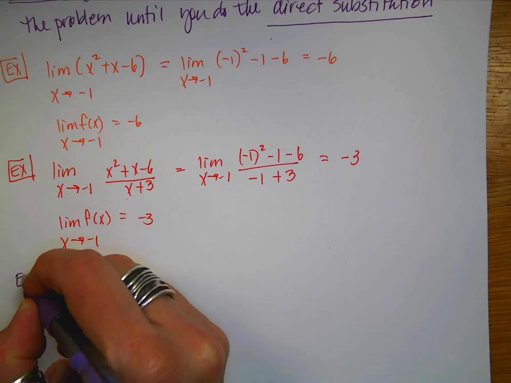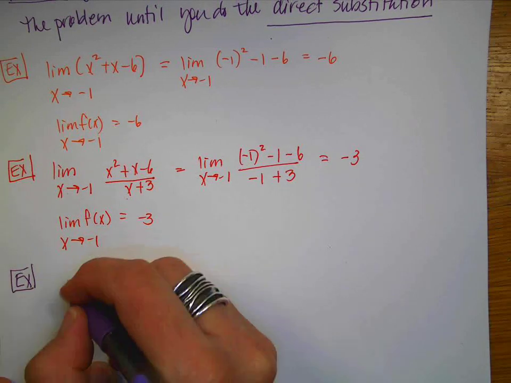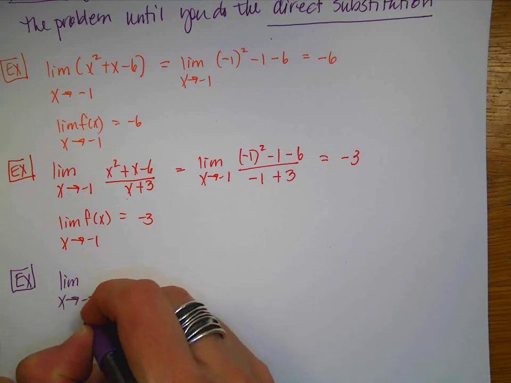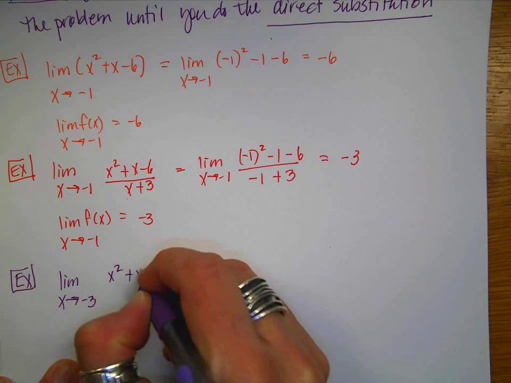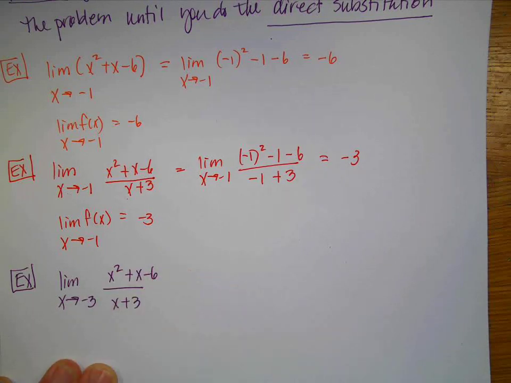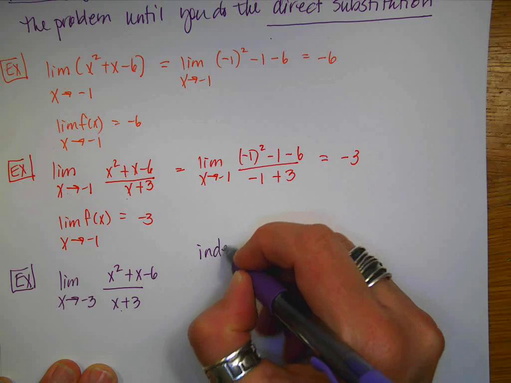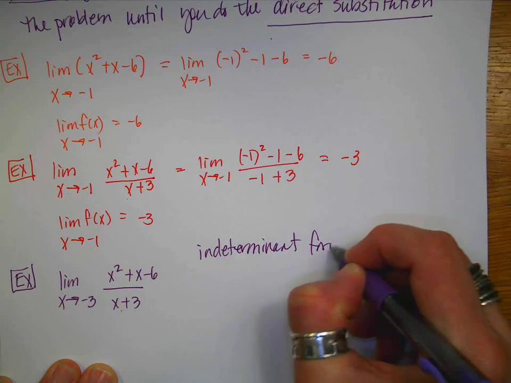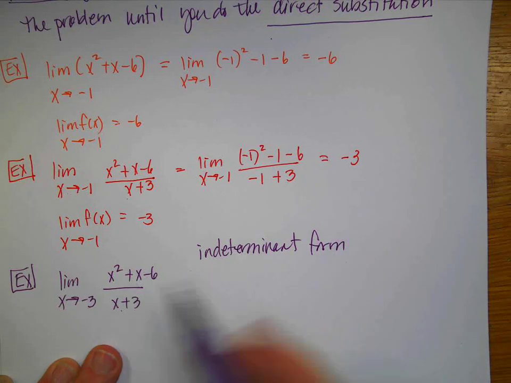All right, so here is our last example, lucky dogs. So what if I had the limit as x approaches negative 3 of x squared plus x minus 6 over x plus 3? As I look at this one and I think about my direct substitution, that creates a problem down here and the world might explode. So I'm going to try to eliminate the indeterminate form, lovely word, indeterminate form, okay?